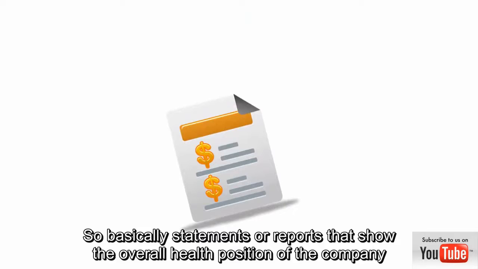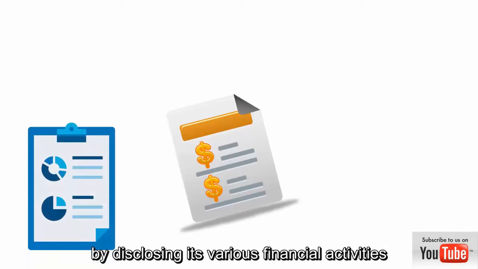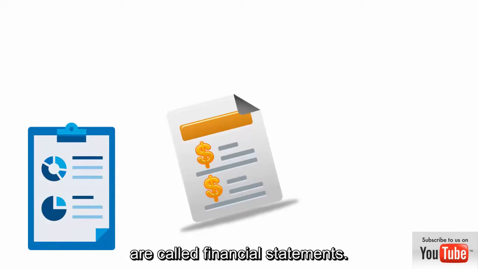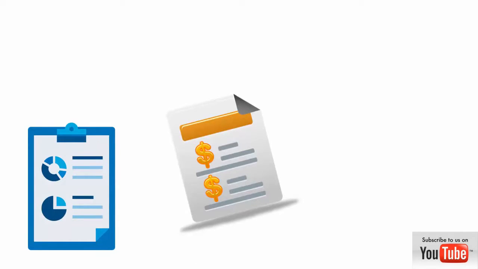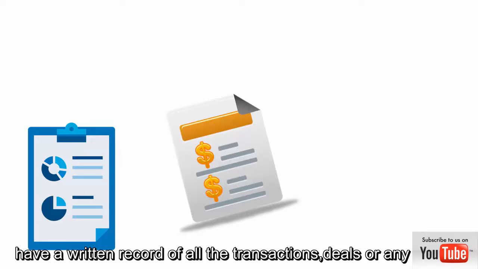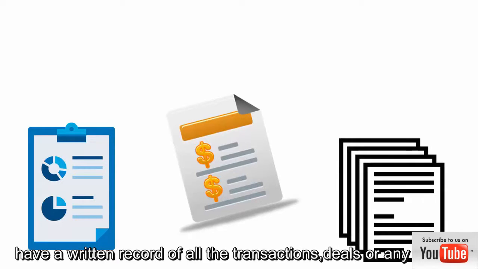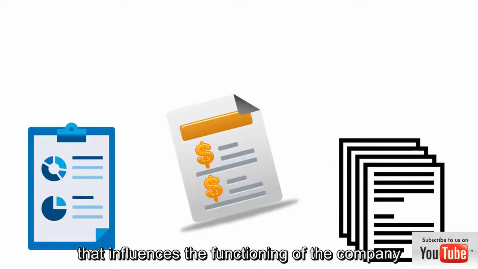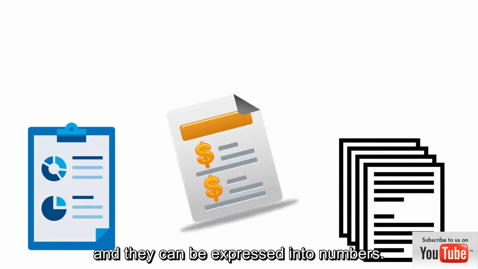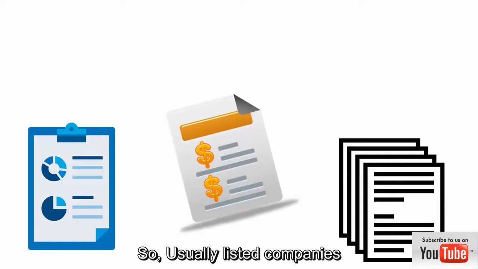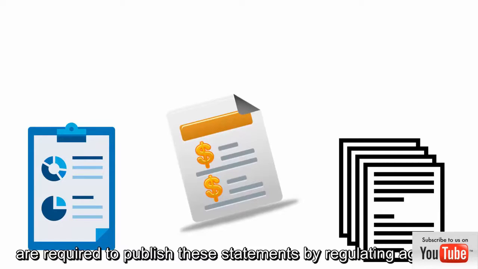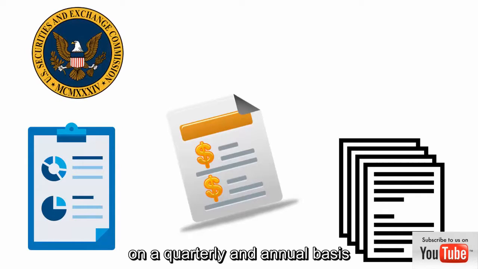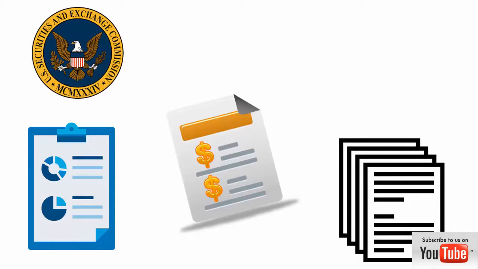So basically, statements or reports that show the overall health position of the company by disclosing its various financial activities are called financial statements. Actually, these statements have a written record of all the transactions, deals, or any other activity that influences the functioning of the company, and they can be expressed into numbers. So usually listed companies are required to publish these financial statements by regulating agencies on a quarterly and annual basis.